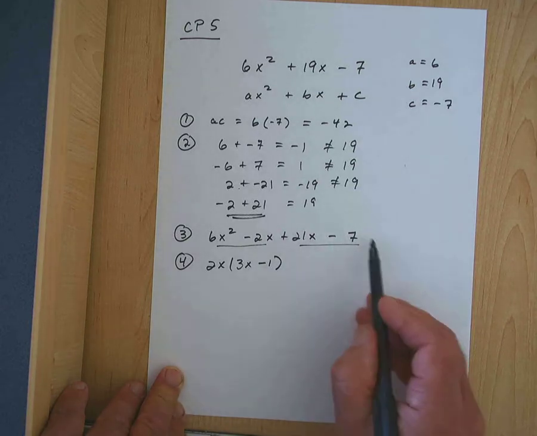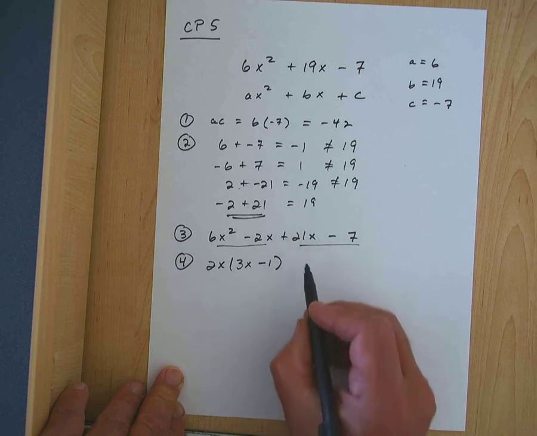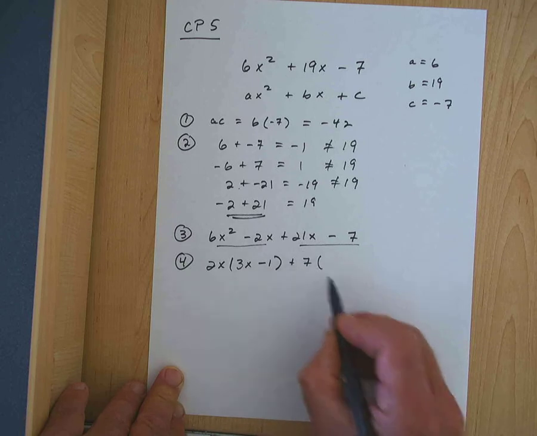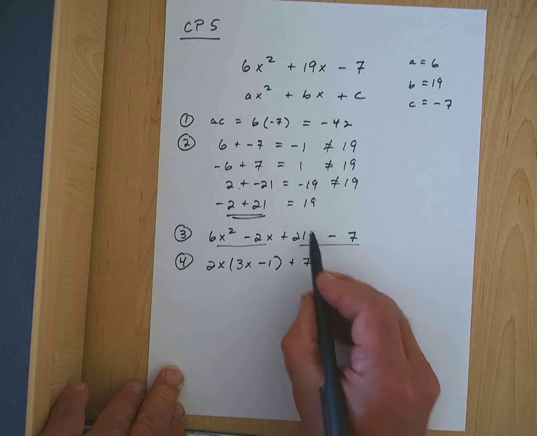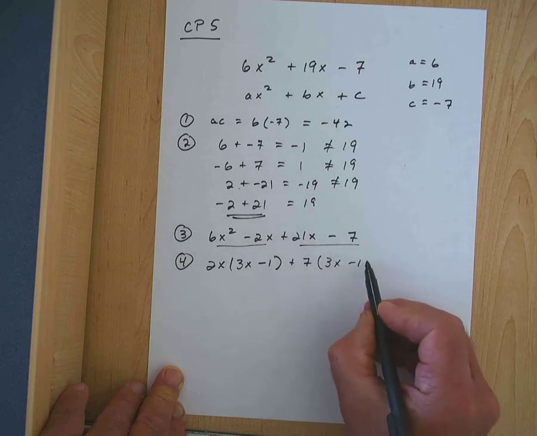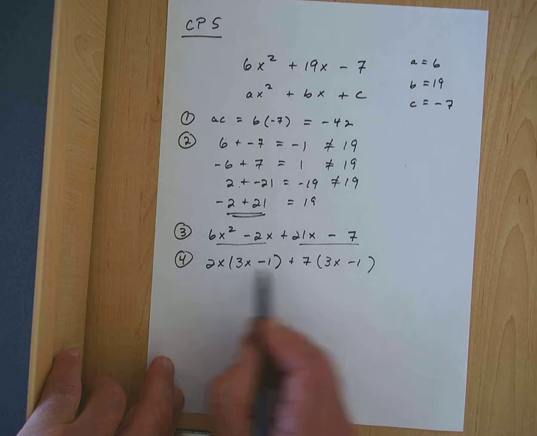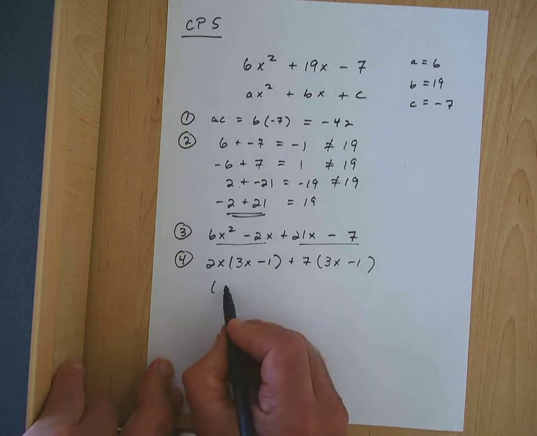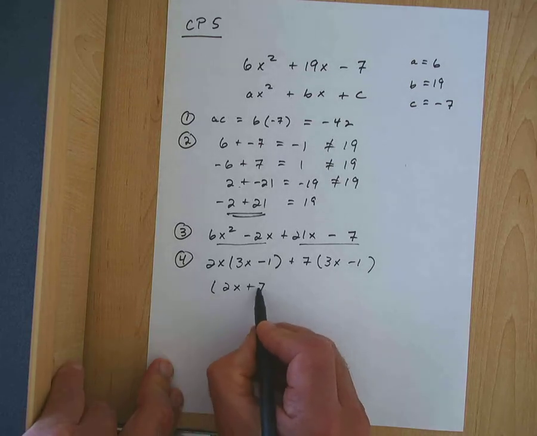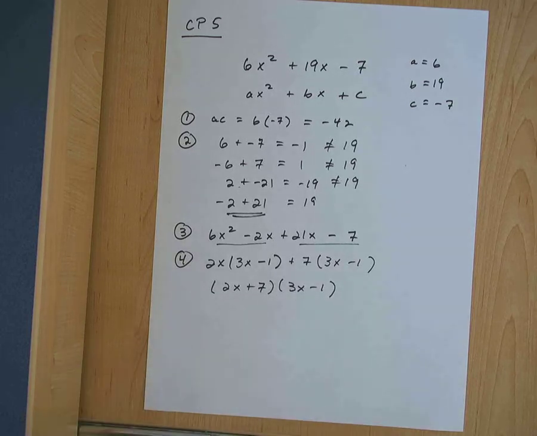Now let's look at these two terms. There's no x in common, but there's a 7 as a common factor, so we'll take that out. Plus 7, since it's a plus here. To get this back, we need a 3x, and over here we'd need a negative 1. Okay? These are the same, so now we can factor that out. And what you're left with would be 2x plus 7 times 3x minus 1, and that should be the answer.